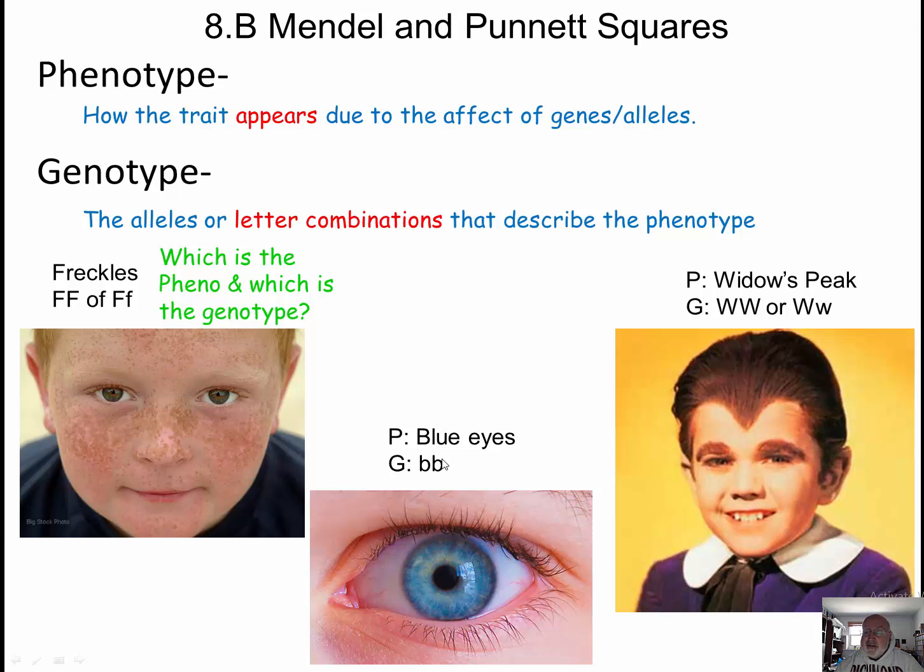And this is Eddie Munster. If you ever watched The Munsters from old time TV, it's when I was a kid. He had just the epitome of a great widow's peak. It's not normally this size, but the widow's peak is the phenotype, and the genotype is either the W, homozygous, or heterozygous. And you notice this one is homozygous. The only time you get blue eyes is if you get both recessive traits. So which are purebreds? Purebred, hybrid, purebred, purebred, hybrid.